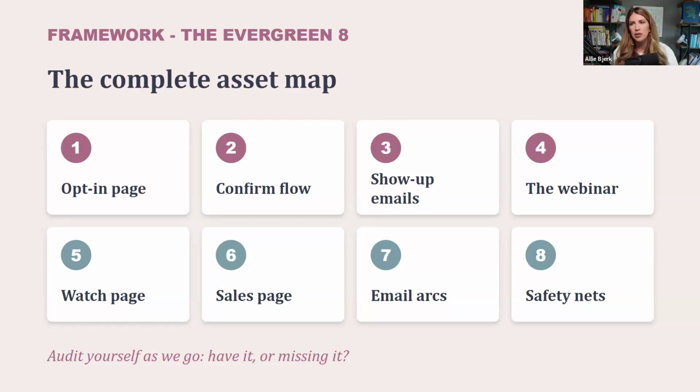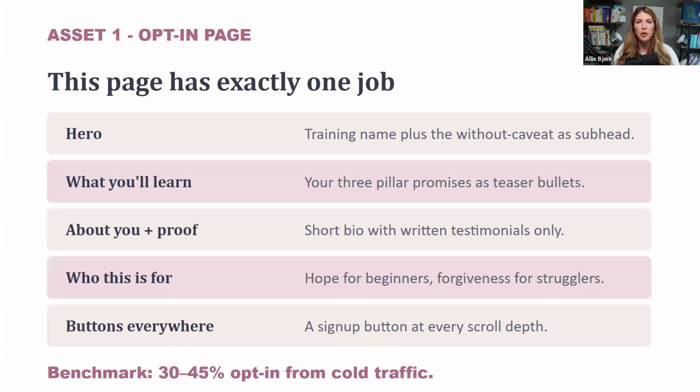And then you're going to have a sales page where they can go buy the program, different email stories, email arcs that they're going through, and safety nets where if they don't buy, or if you're giving them a different payment plan or a different expiring bonus, those can pull people back in if they don't end up buying.